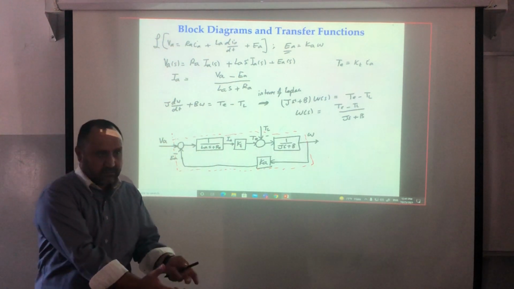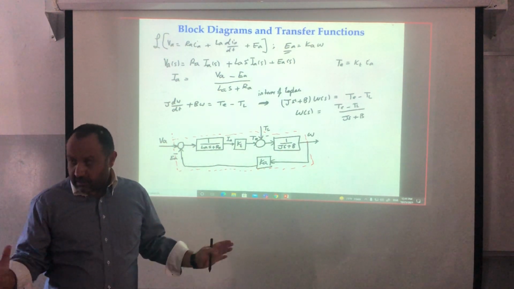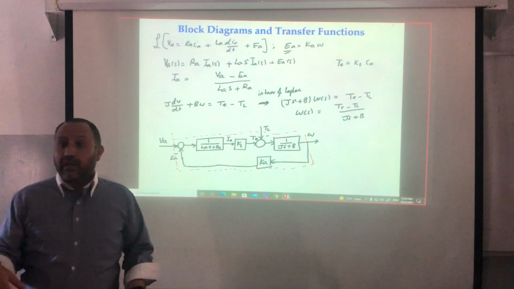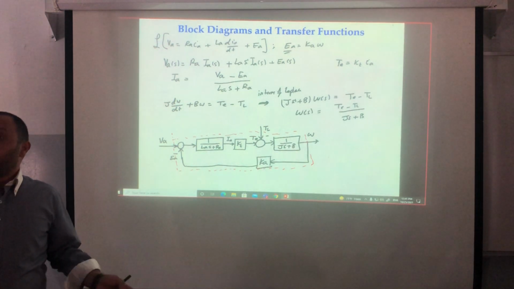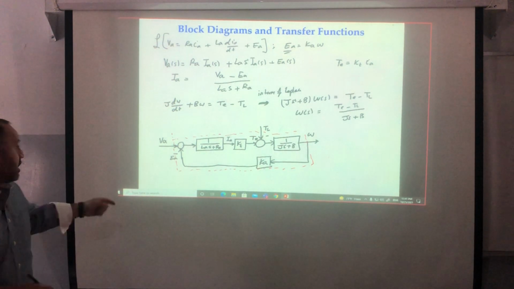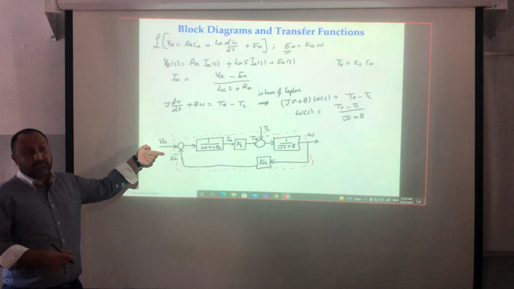So this is the plant. Now, in terms of control, this is open loop. Why? Because I'm not changing the input.